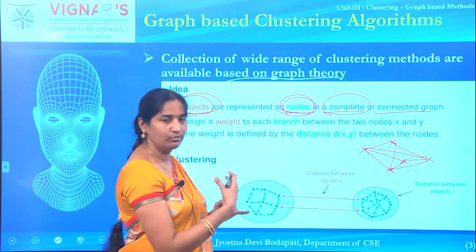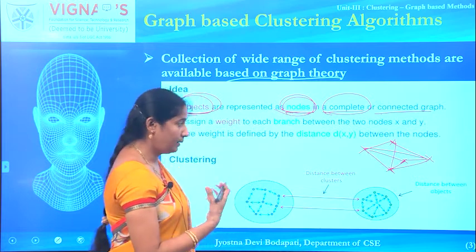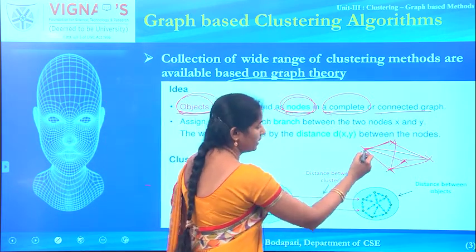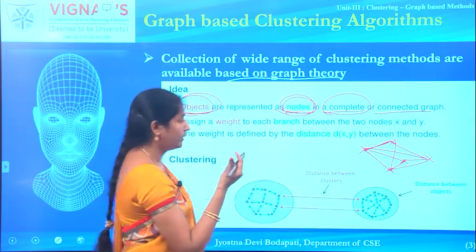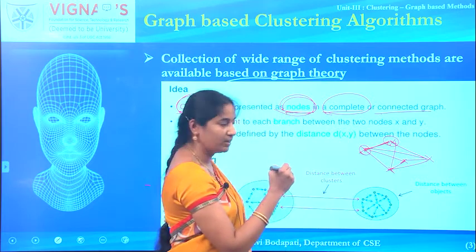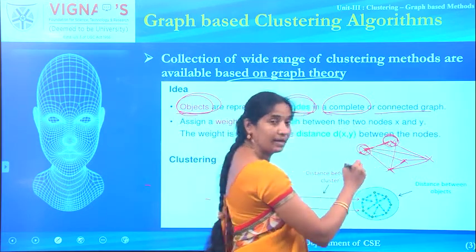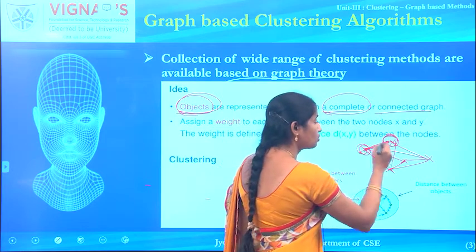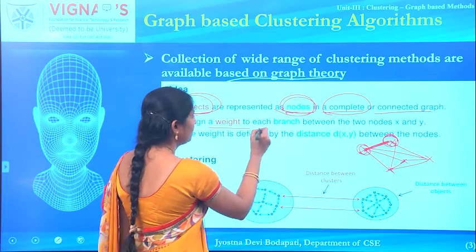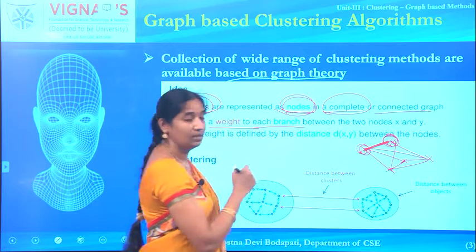To avoid that, we construct the graph such that it is not a complete graph, and the edges are formed based on the distance between the data objects. Basically, this is one node and this is the other node of the graph. This is data object 1, data object 2, and what is the distance between these two? That distance between the objects will form the weight of the edge in the graph.